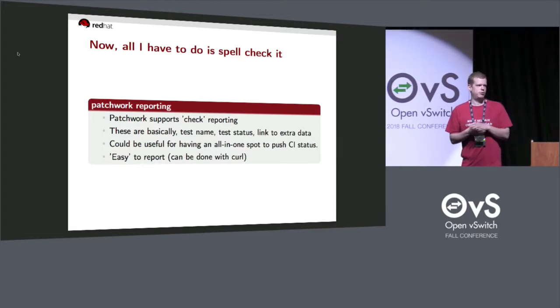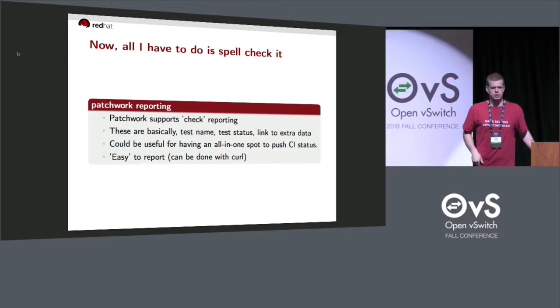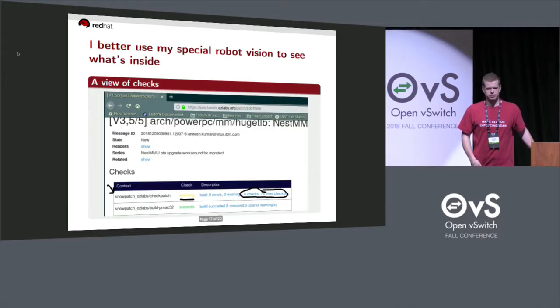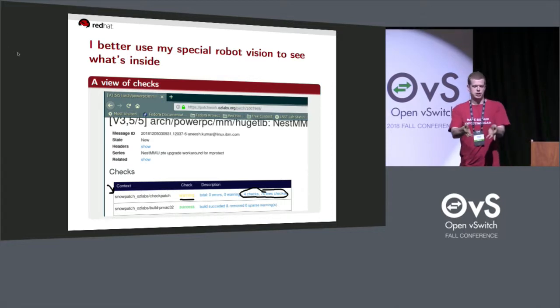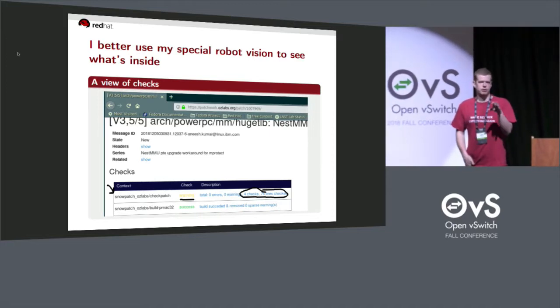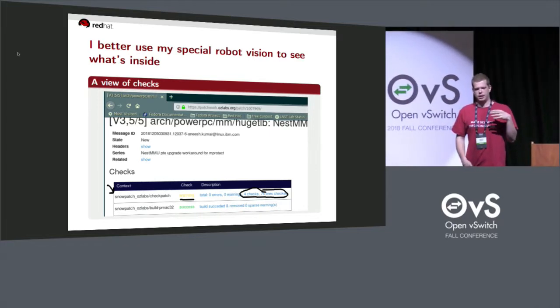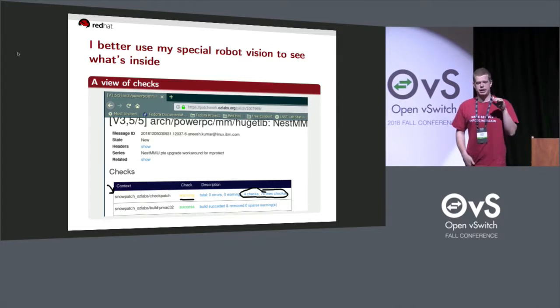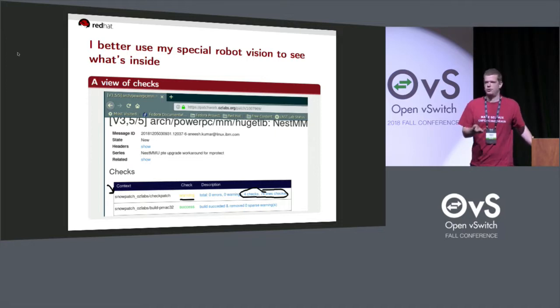And it's pretty easy to actually push data that way. You push check information in. You can do it with curl. It's just a REST API, so it doesn't need any special frameworks or anything. And here's what the checks look like. This is a view in Patchwork. If you were looking at a series, or in this case, a specific patch, you can see the checks that are currently being run. I highlighted there's one warning, one success. You can see a description of why things failed. So it's pretty useful.